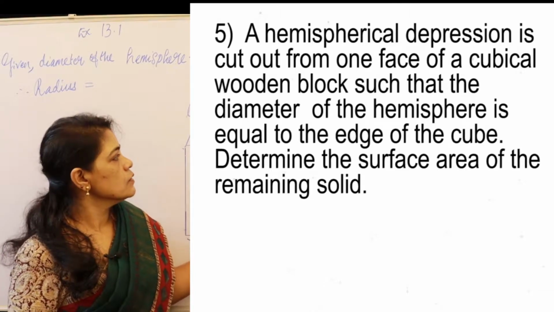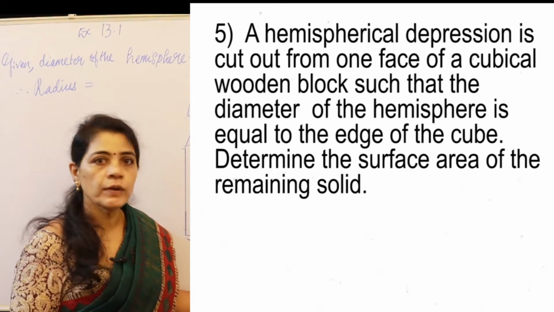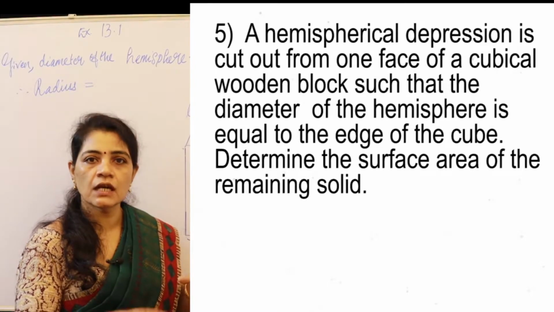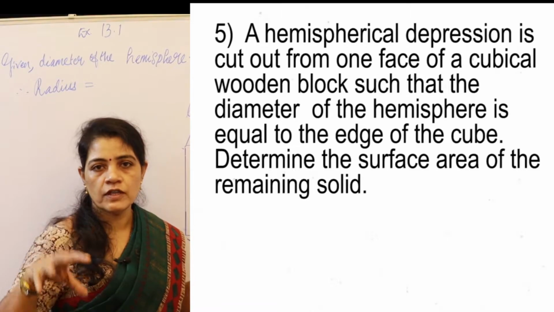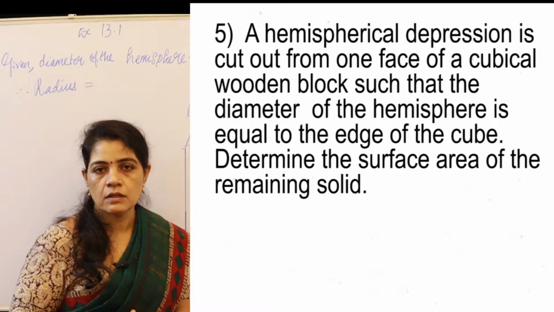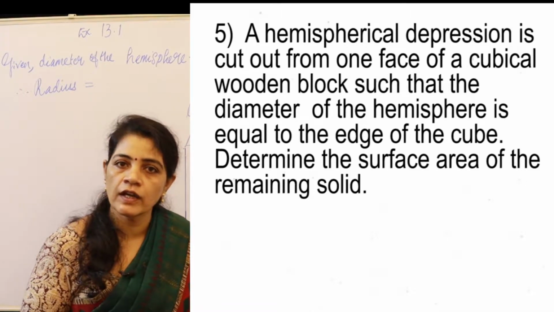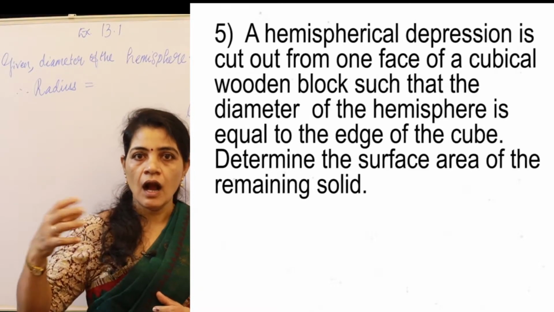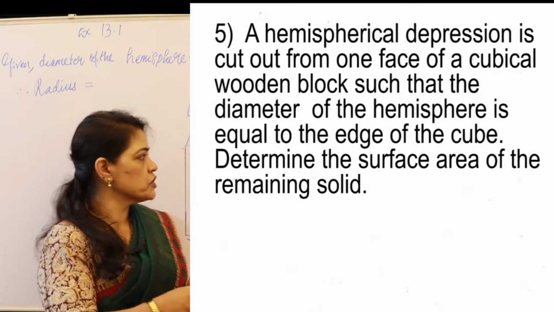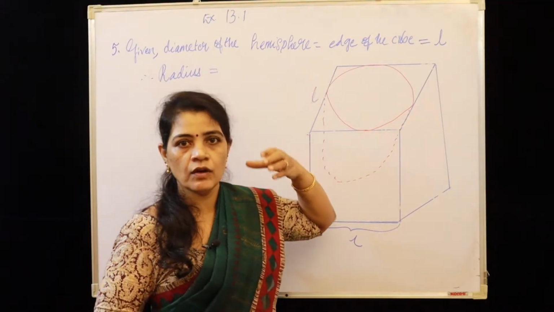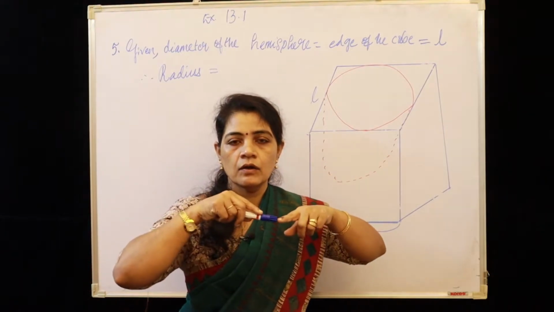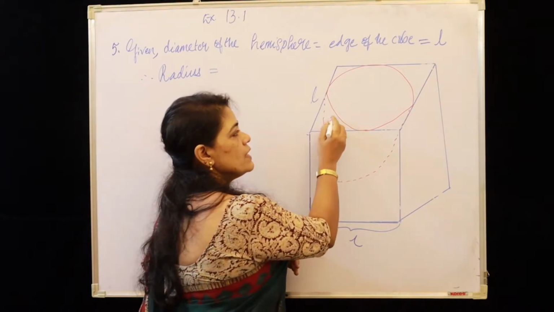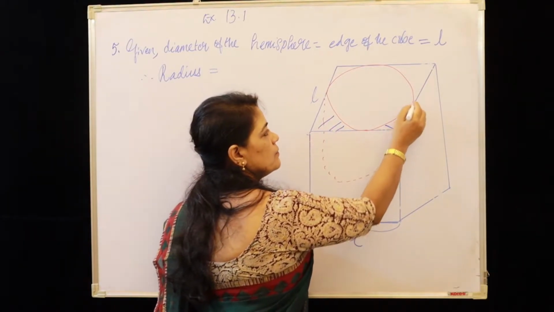Here in this question we have been given a cubical block, and a hemispherical depression is cut out from the topmost face of the cubical block. We have to find the TSA of the remaining solid. After taking out a hemispherical depression, being circular in shape, from the topmost face, this space still remains there.